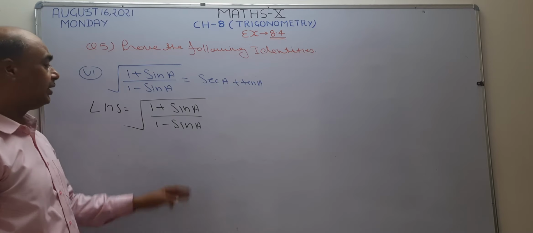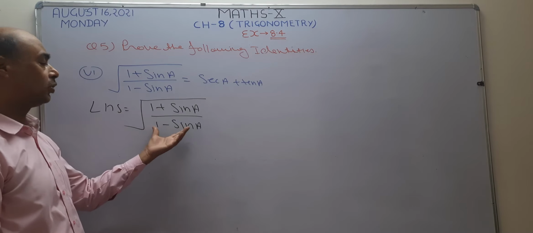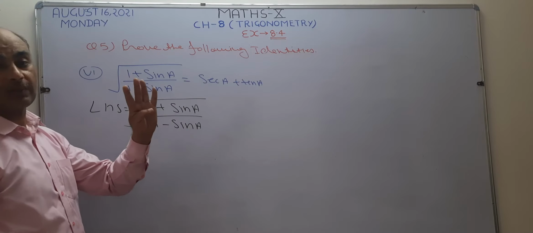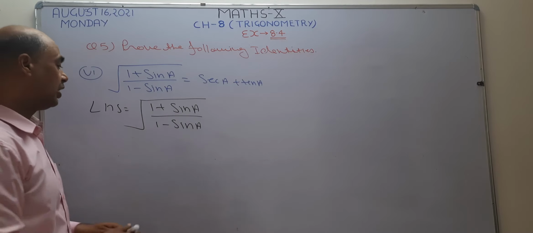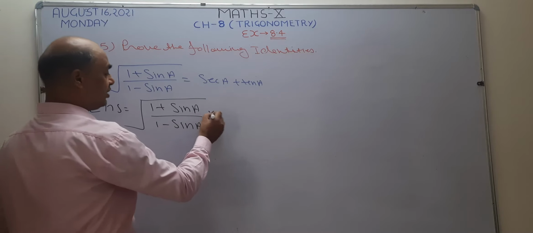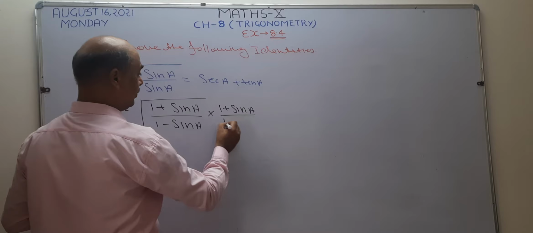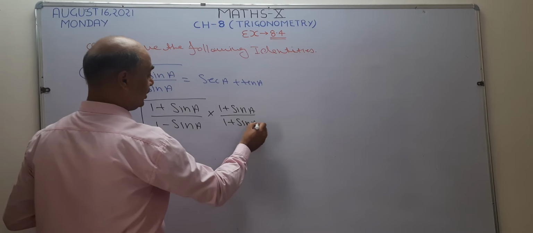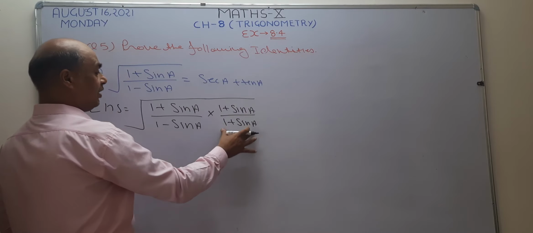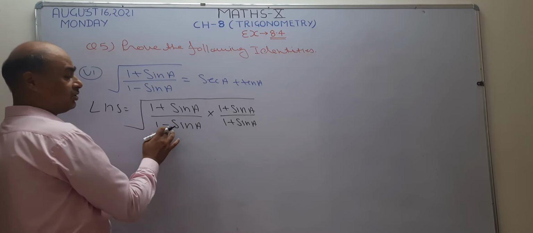What is the next step? The next step is take LCM. LCM I am not going to take. Now I want to use the fourth step. In the fourth step I want to rationalize. Now a minus sign is there, it means I want to rationalize it by the plus sign. So I want to multiply and divide the given expression by 1 plus sin A, because a negative sign is there.